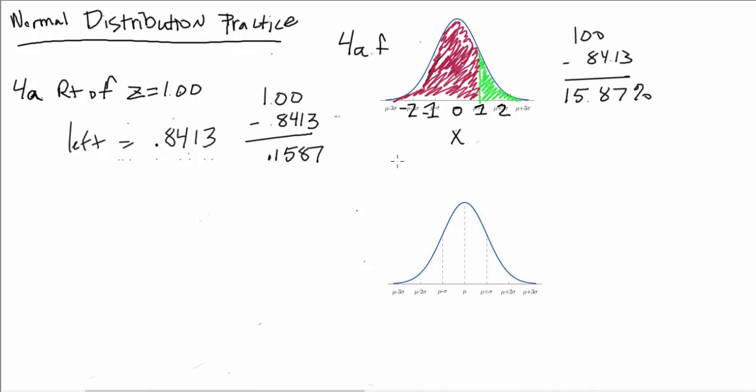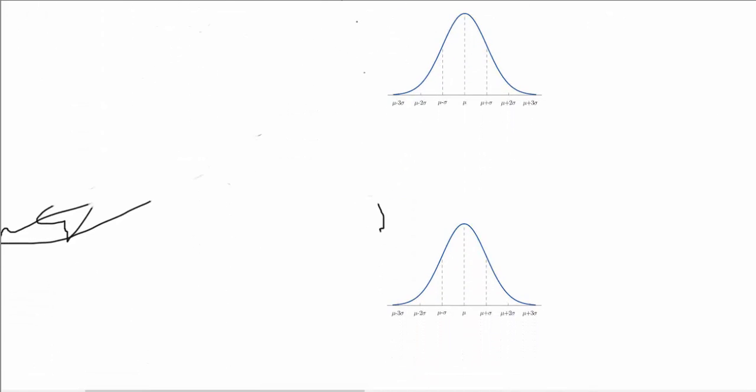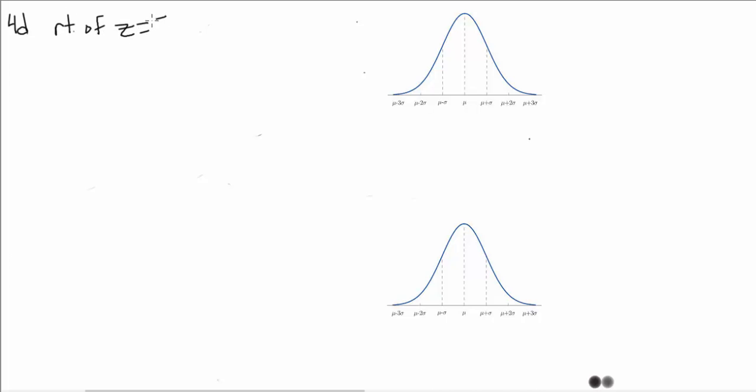Okay, so that's good. Let's move to one more though. Let me erase some of this mess real quick. In 4D, we're again looking to the right of a particular z-score. So let's see what 4D is. 4D is asking us for the area to the right of z equals negative 2.80.